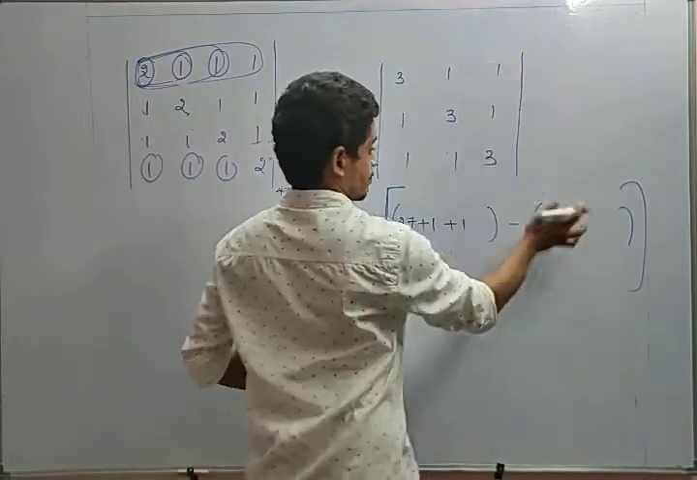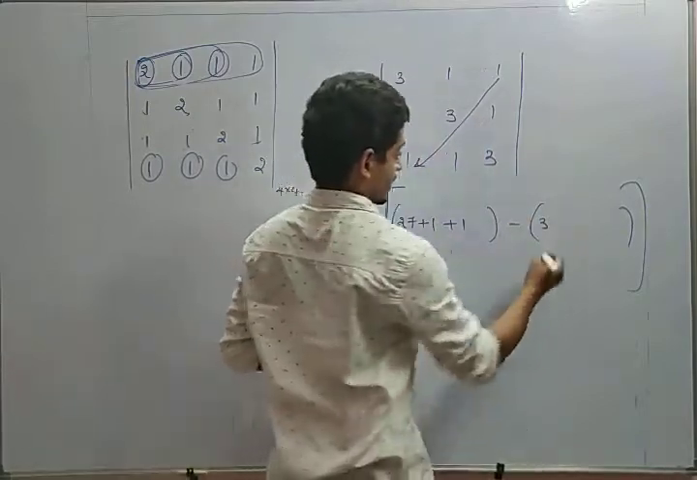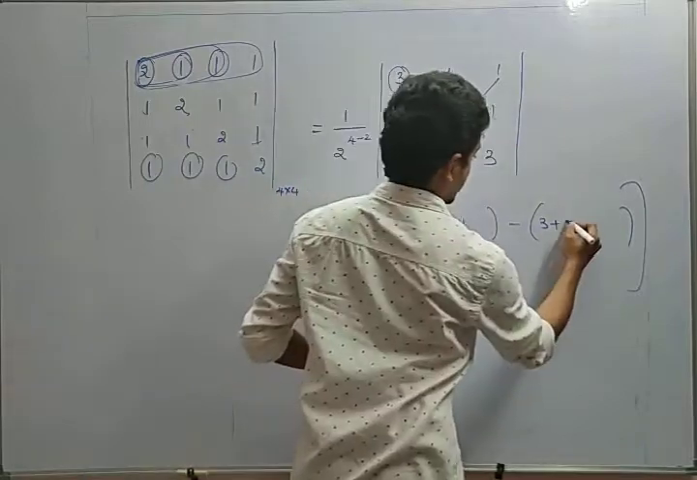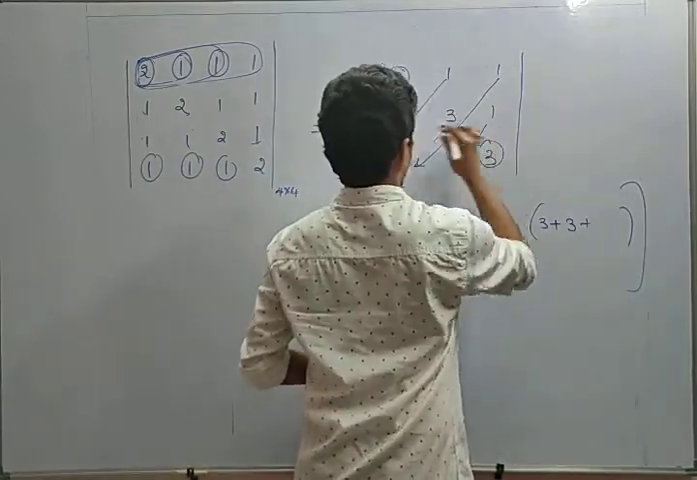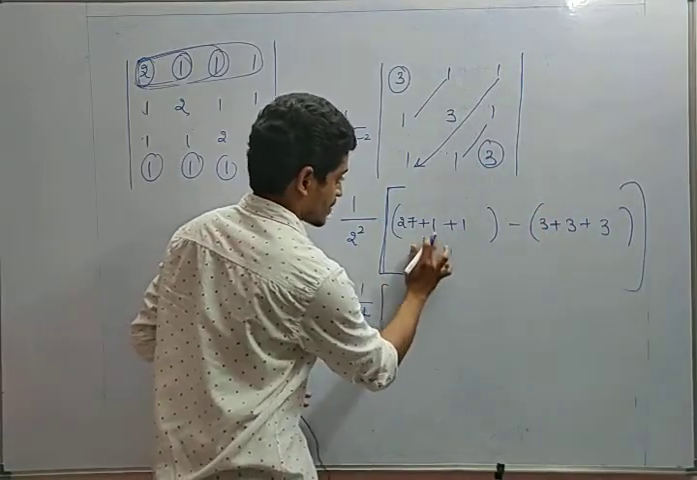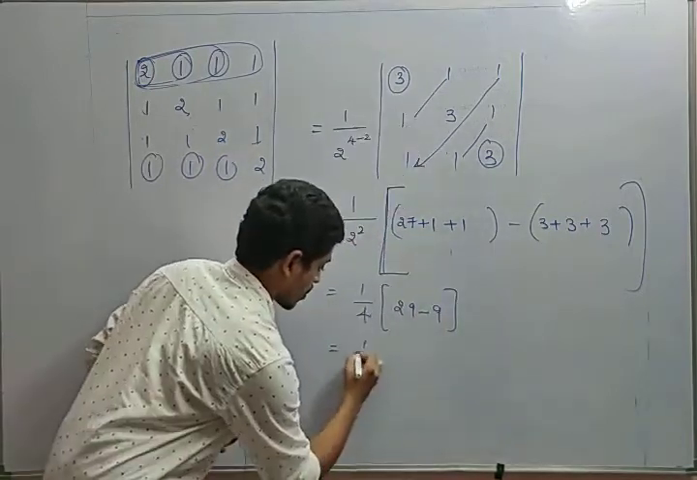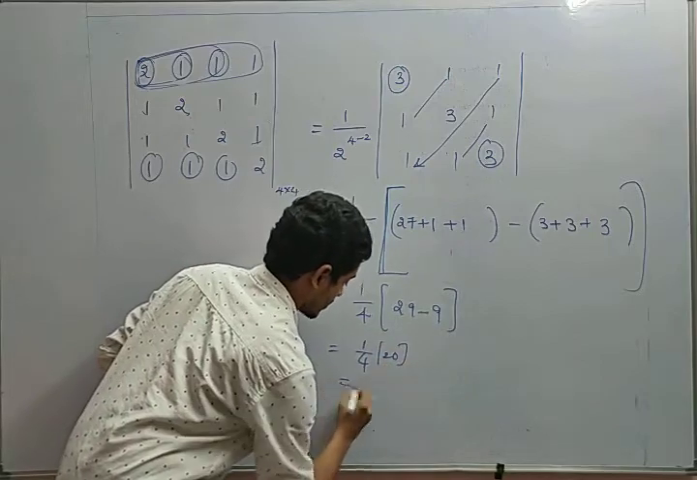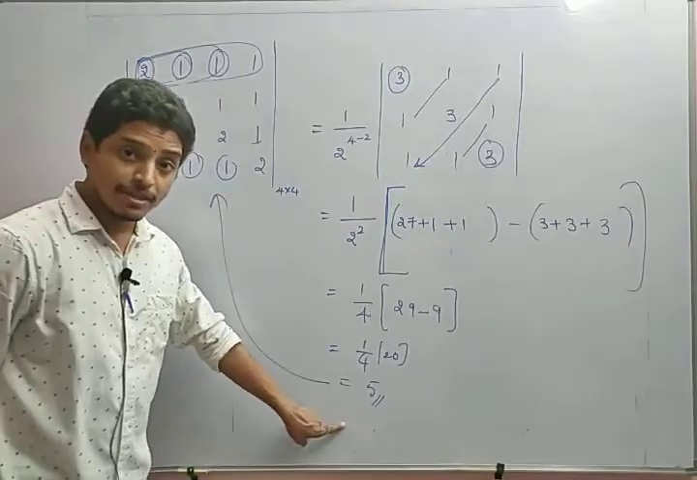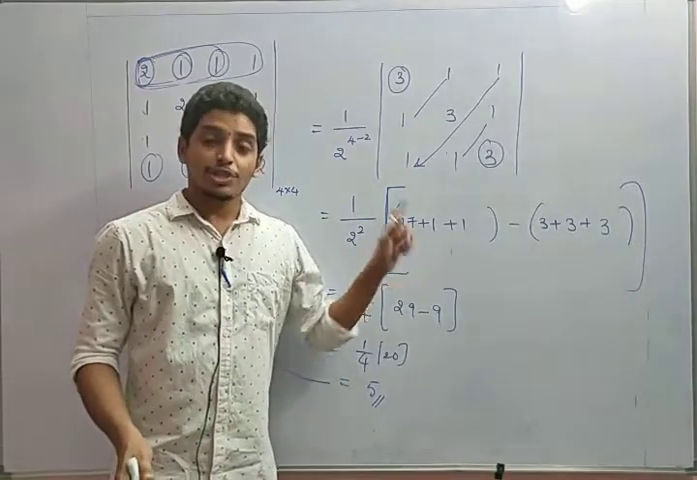Now go to this, the product of these 3, 3 into 1 into 1, it's 3, right? Plus the product of these 2 in this one, how much? 3, right? Plus the product of these 3, how much? 3, right? Now 1 by 4 into 27 plus 1 plus 1 is 29, 29 minus 3 minus 3 is 20, right? So 1 by 4 into 20 is nothing but 5. So the determinant of this 4 by 4 matrix is 5, friends. We calculated it using that condensation method, that shortcut, also called Chio's condensation method.